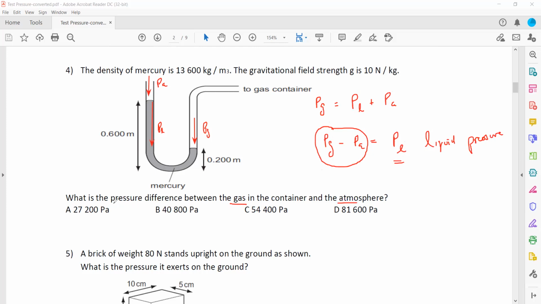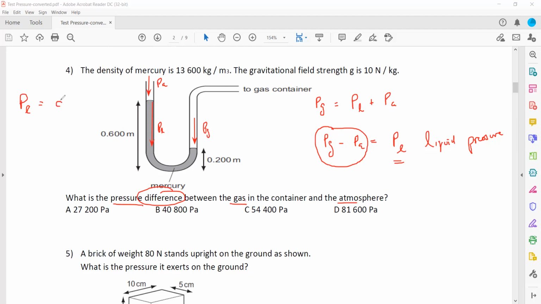As the question is, what is the pressure difference? Difference means subtraction between the gas and the atmosphere. So the pressure difference between the gas and atmosphere is equal to the liquid pressure. So they're asking for the liquid pressure. How to calculate a liquid pressure?